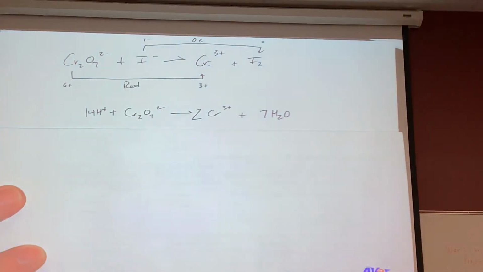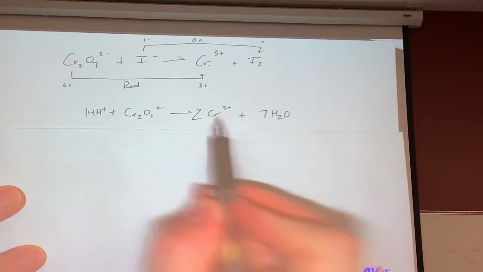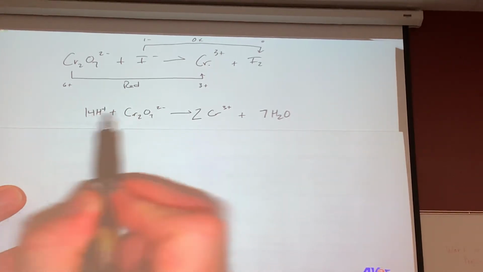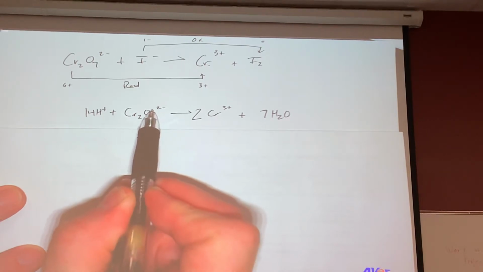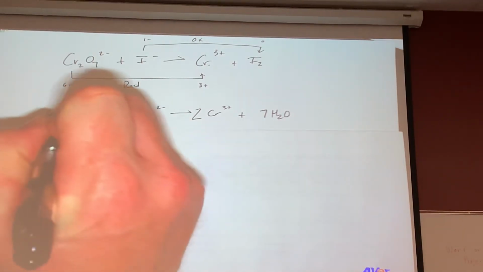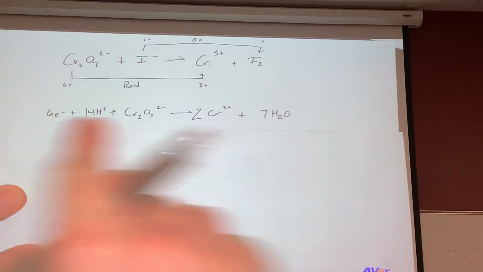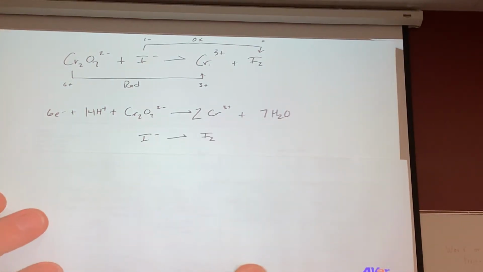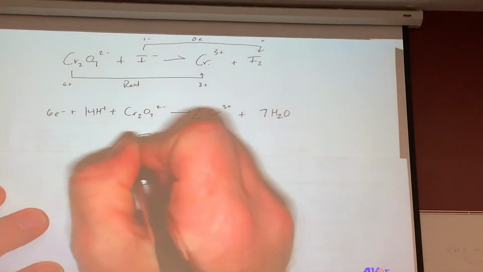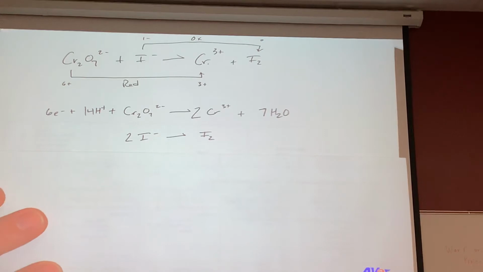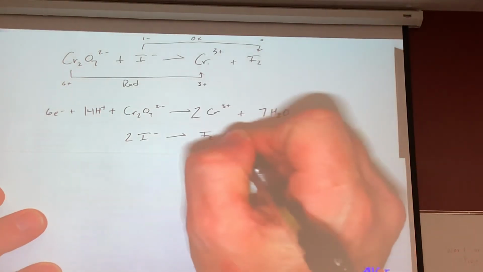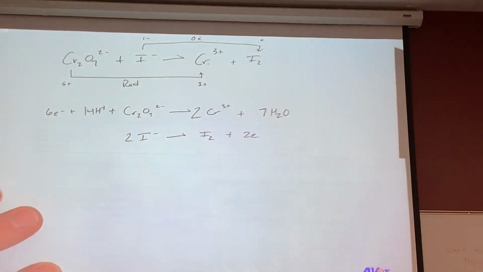Now you look at charges. I've got a total of 6 plus on the right. I've got a total of 12 plus on the left because I had 14 plus the 2 minus. So add 6 electrons to the left. So that one's all done with respect to electrons and everything else. Bottom one, put a 2 here, right? And then add 2 electrons to the right. So I go plus 2 electrons.